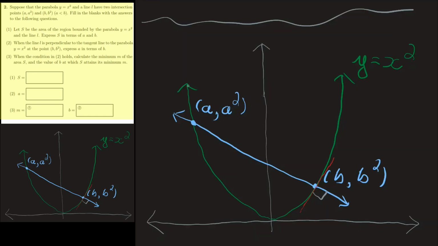So we have the parabola y equals x squared here in green. We also have this line in blue, and it intersects at 2 points, a comma a squared and b comma b squared. And since the second part of the question asks about when the line is perpendicular to the tangent of the parabola at point B, I drew that in here as well. So this red line here is the tangent to the parabola, and the blue line is perpendicular to it. So we want to find the area between the parabola and the line. So, you know, this area over here.